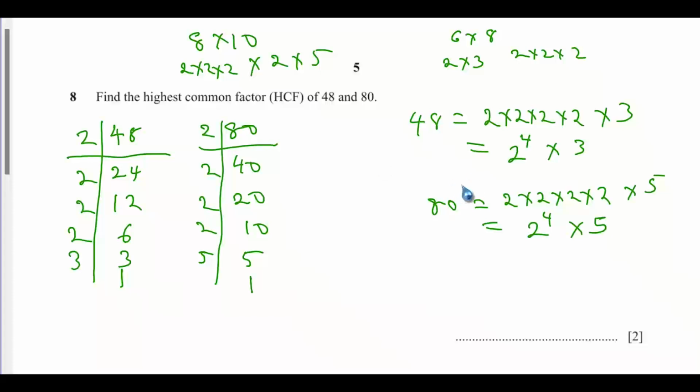So now how do we get the highest common factor now? So we compare the two. So the highest common factor of 48 and 80 will be 2 to the power of 4, which is 16. So that will be the highest common factor of 48 and 80. Okay, so let's go to the next question.